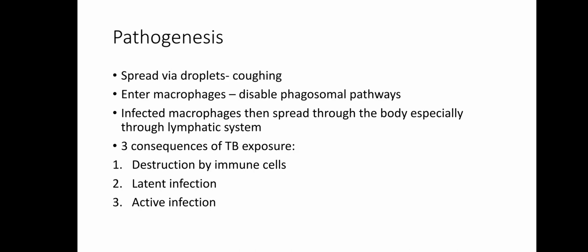Now, a bit of the pathogenesis. So it's a droplet infection. That's how it's transmitted. When someone with active TB coughs, the droplets contain the mycobacteria and then they enter your body. Usually they enter your macrophages. Macrophages are white cells that are supposed to eat up foreign organisms. But the thing about TB is when it enters the macrophages, it disables those systems. So the macrophage cannot digest the TB because it disables the phagosomal pathways.